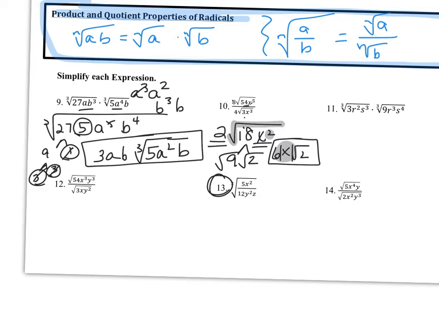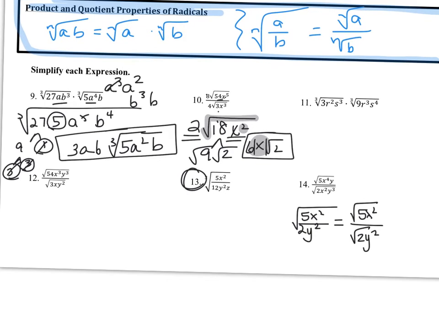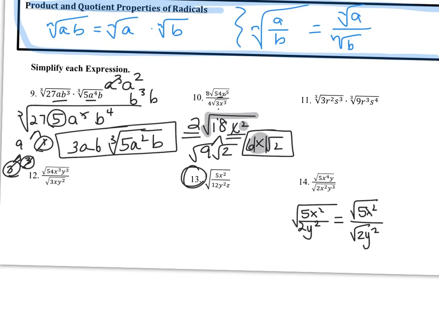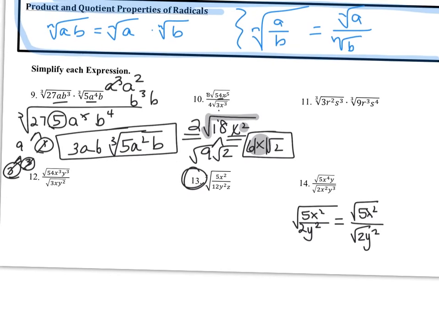But I want to talk about number 14. Number 14, I can clean this up a little bit and make one big radical. And I could say 5x squared on the top and 2y squared on the bottom, right? So now I clean this up, 5x squared over 2y squared. How do I get that radical out of the denominator? Well, I have to rationalize it. So I have to multiply by 2y squared over 2y squared.